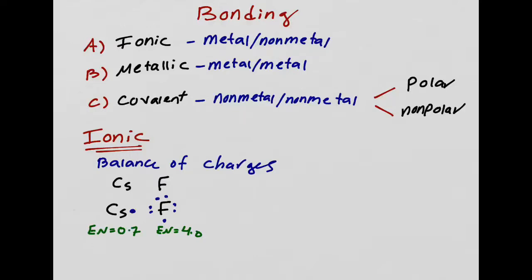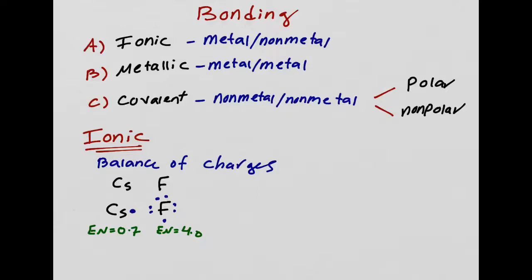So which one is more electronegative? Cesium is the least electronegative atom on the periodic table. Fluorine is the most. So fluorine is a lot more electronegative. What does that mean? That means fluorine is a stronger atom. It's going to pull the electron toward itself. So it's going to grab the cesium's valence electron.